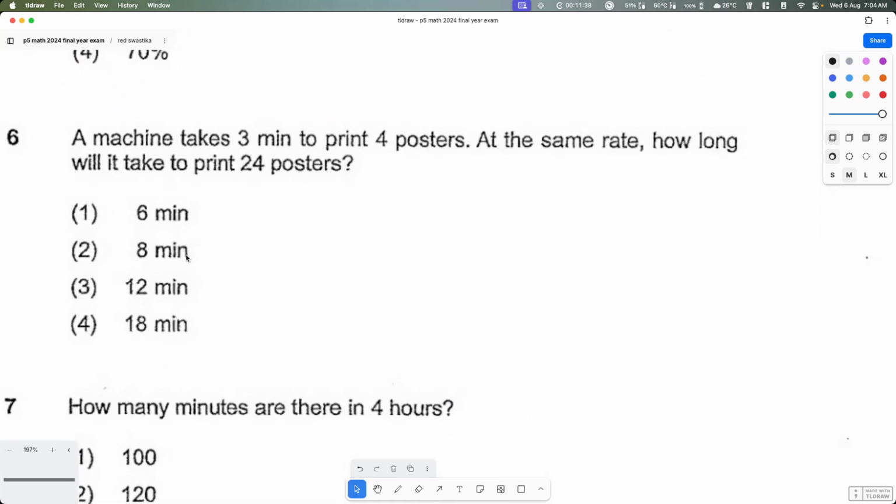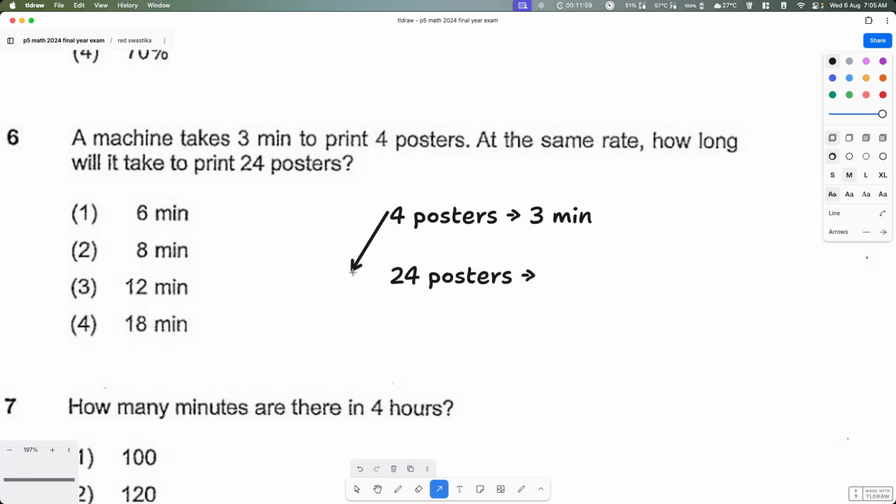Question 6. A machine takes 3 minutes to print 4 posters. At the same rate, how long will it take to print 24 posters? So 4 posters is equal to 3 minutes. Then we have 24 posters. So what would this be? From 4 to 24.